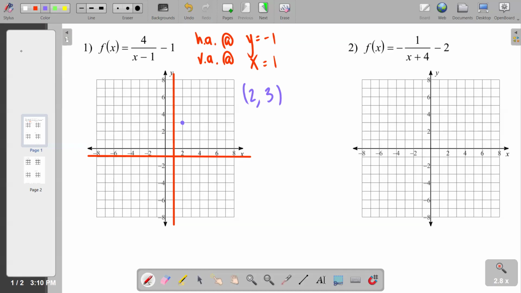What if I were to put in 5? 5 minus 1 is 4. 4 divided by 4 is 1. 1 minus 1 is 0. What I'm doing is creating enough structure that I can start to connect the dots. I'd like a little bit of structure in between there. So how about we pick 3?